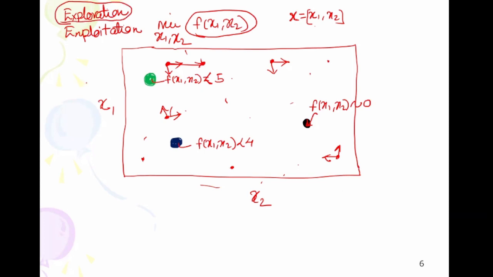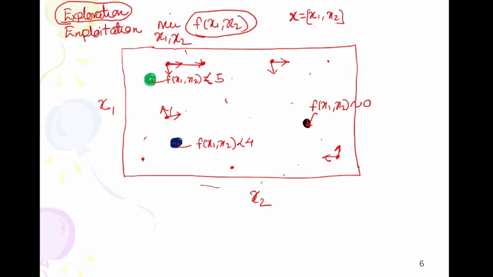Why am I calling it exploration? Because I have started with some random points and I am exploring the search space. What is your search space? The entire search space. Randomly, I am exploring in different directions so that I am able to reach the point where the treasure is kept. How are you exploring? By randomly moving in different directions.